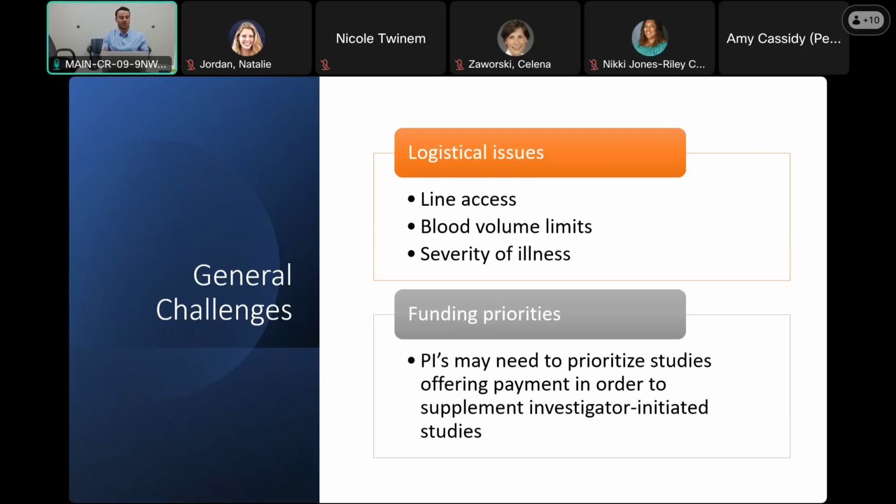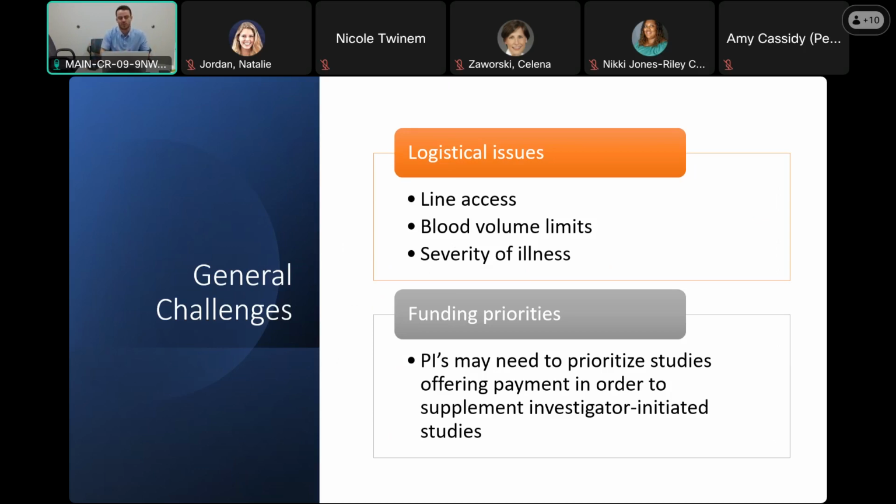So for some general challenges, logistical issues: if the patient has blood drawing access, how much do they have? Is it an arterial line, a central line, a PIV that may be a little bit finicky and cannot get the amount of blood that you are trying to obtain? What the blood volume limits are, and the severity of illness. I would say a lot of these play key factors into whether or not you will actually approach a patient for one to multiple studies.